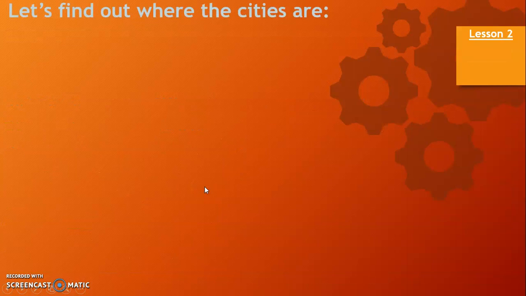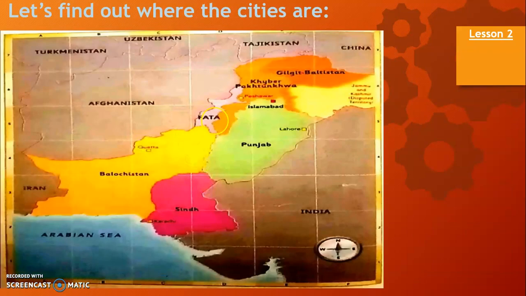Let's find out where the cities are. This is the map, the political map of Pakistan, and in this map we will find where the cities are. Let's label this grid. As we know, we will always label the vertical columns by giving alphabetic order and the horizontal rows by giving numeric numbers in this way.